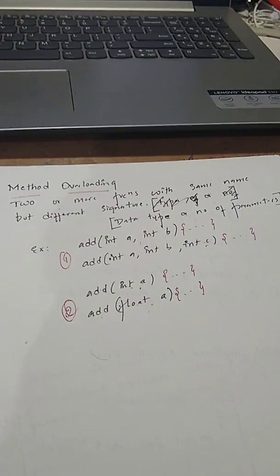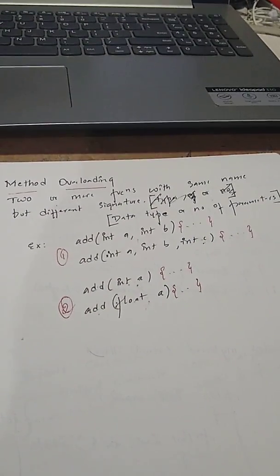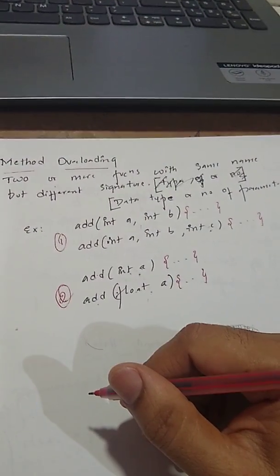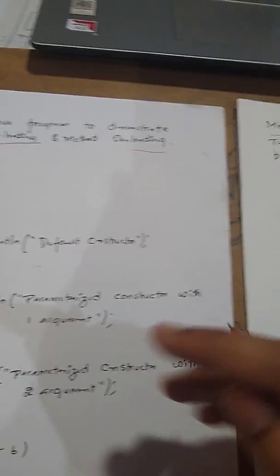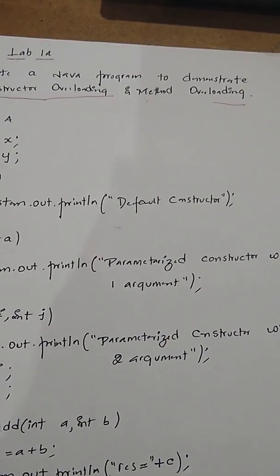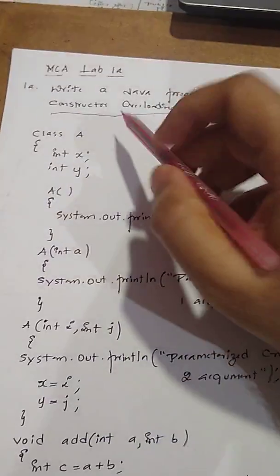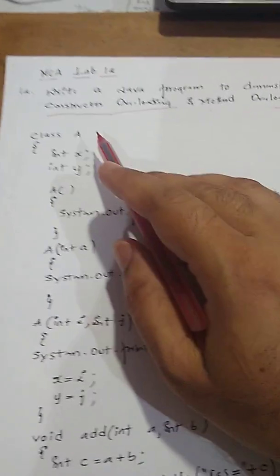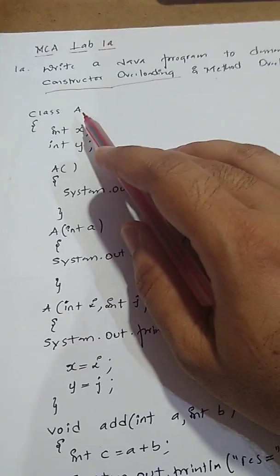In the same way, constructor overloading means constructors with different parameters. I think you studied constructors in C++. So let's see your lab cycle program. We have to include both constructor overloading as well as method overloading. This is your lab program.